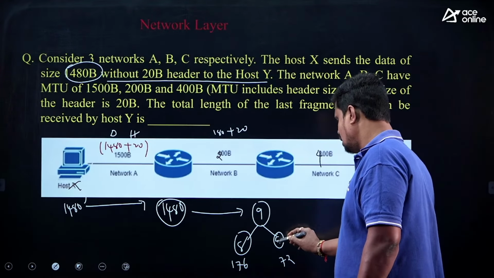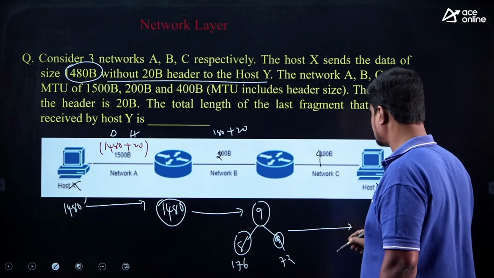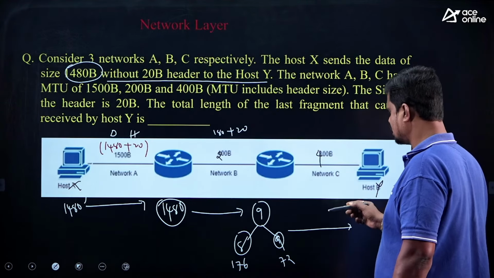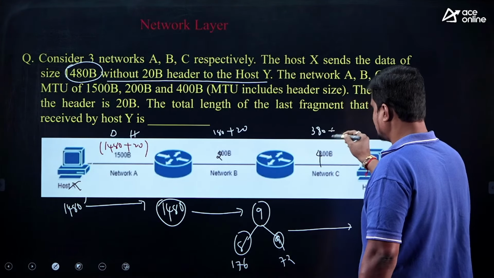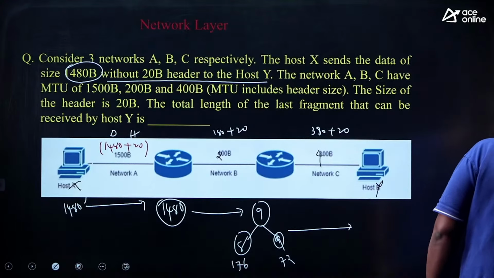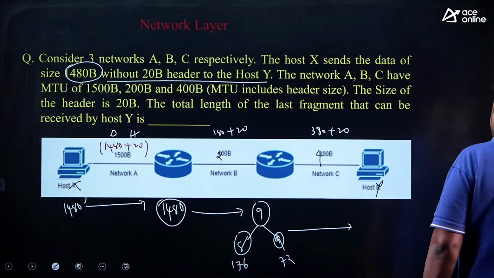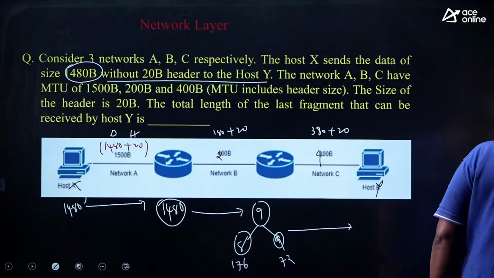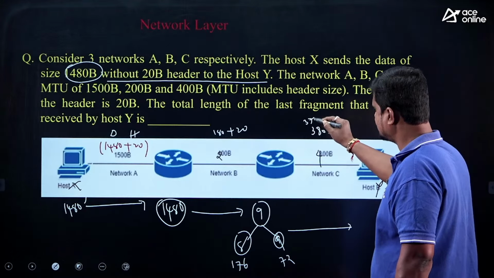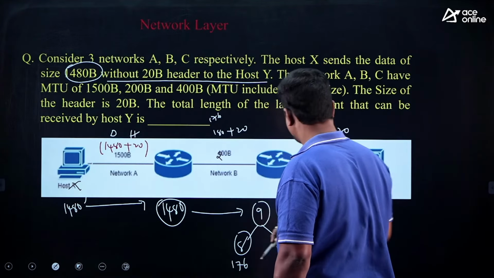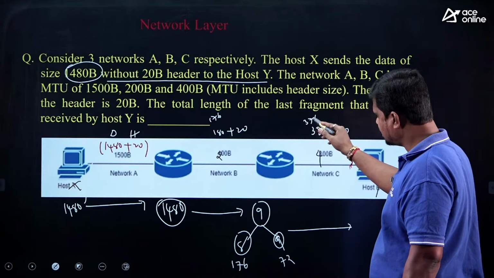Now all these 9 fragments pass through this network, but this network is allowing 400 bytes of MTU. This 400 you can divide like 380 plus 20. But is 380 divisible by 8? Please verify. No. Then what should I consider? I should consider 376, which is divisible by 8. So this should be considered as 376, and here it is 176. Correct? Then are all these 176 and 72 less than 376 or not?